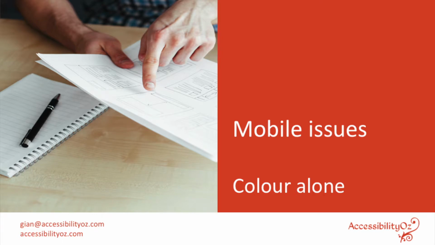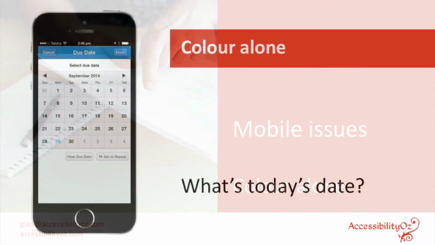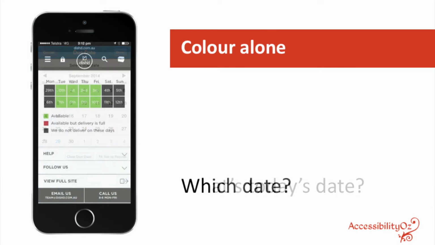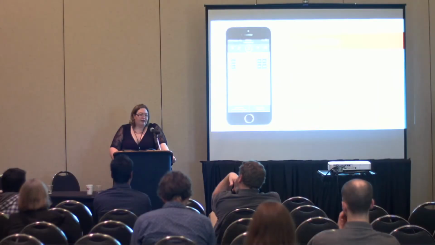Sticking with colour, it's important not to convey information with colour alone for two reasons. A screen reader doesn't read aloud a change in colour, but also people who have colour contrast issues aren't necessarily going to know the difference between one colour and another. So here the current date is indicated in colour alone. In this, the dates for delivery that are available are in green and the unavailable dates are in black.